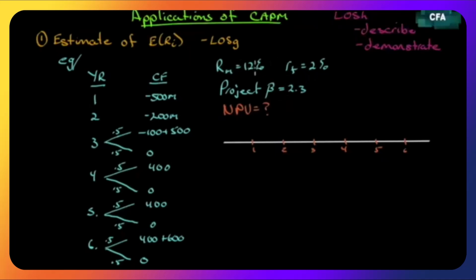If you're unsure how to calculate a project beta, you're going to want to go through the corporate finance readings again, or the videos again. We calculate project beta in there. What is the net present value of this project?